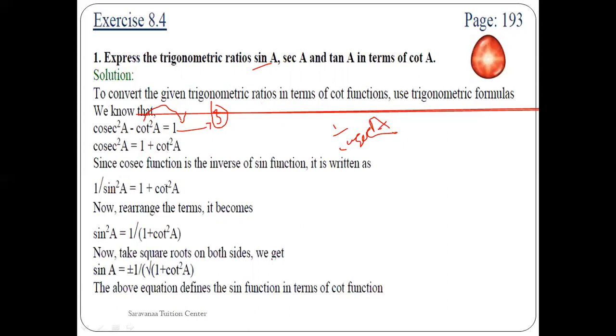So take 1 by sin A equals root of 1 plus cot square A. But you need sin A, right? Not 1 by sin A. So you need the reciprocal. That becomes sin A equals 1 by root of 1 plus cot square A. See? You get this?